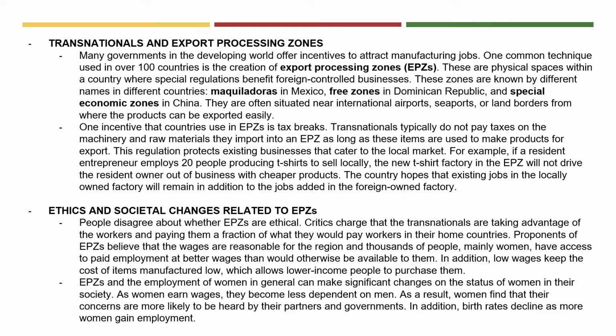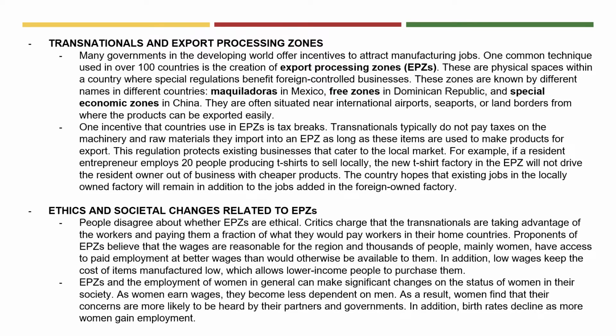One common technique used in over 100 countries is the creation of export processing zones, EPZs. These are physical spaces within a country where special regulations benefit foreign-controlled business. These zones are known by different names in different countries. They're called maquiladoras in Mexico. Most of them are located right along the border with the US. Free zones in the Dominican Republic, and special economic zones in China. They are often situated near international airports, seaports, or land borders from where the products can be easily exported.